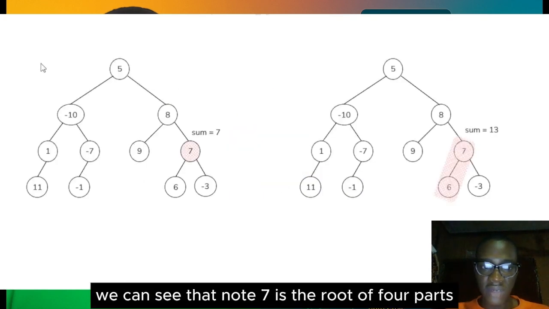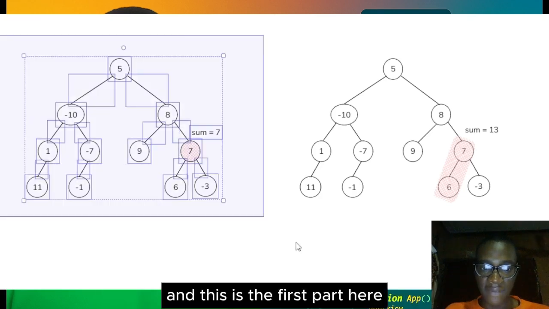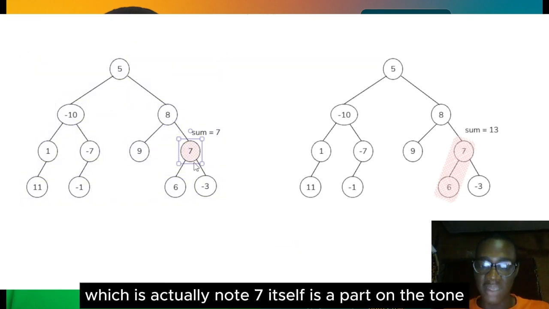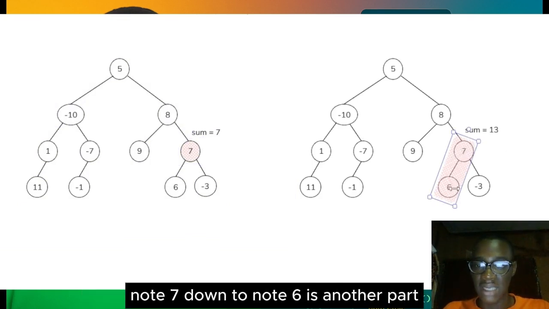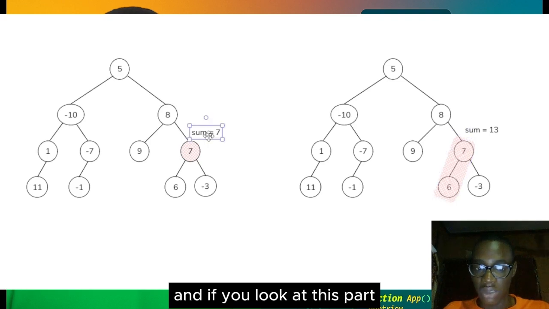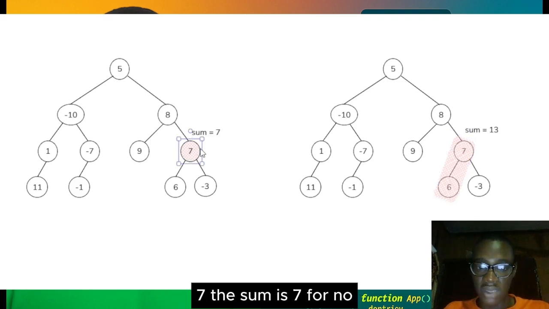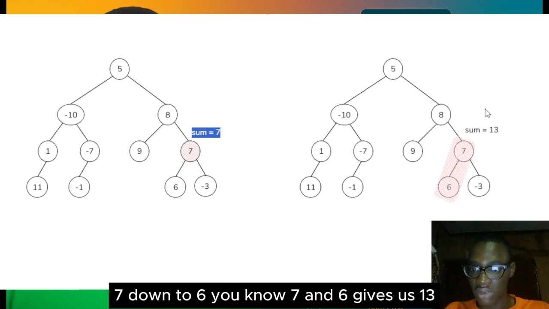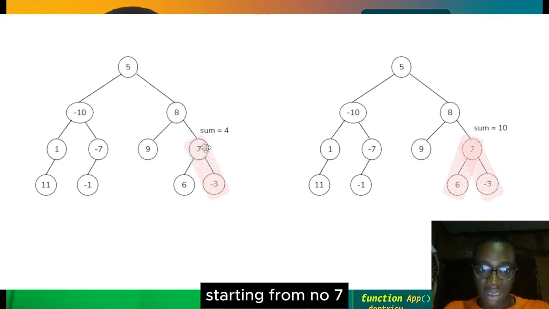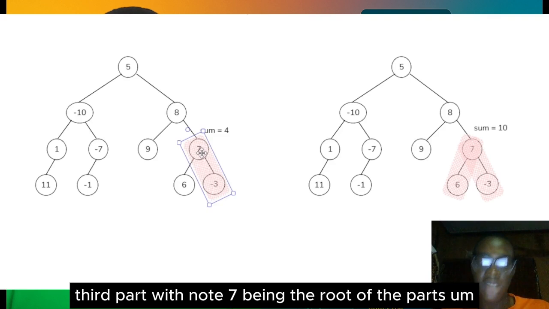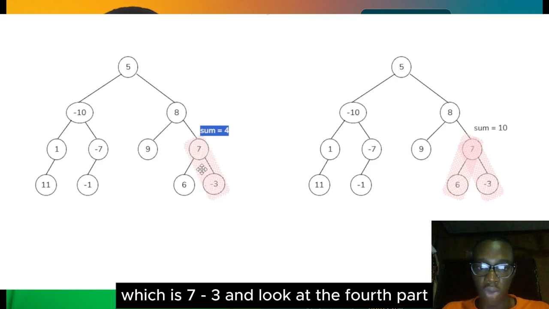We can see that node 7 is the root of 4 paths, and this is the first path here, which is actually node 7 itself, a valid path on its own. Node 7 down to node 6 is another path, and if you look at this path, look at their sum. For node 7, the sum is 7. For node 7 down to 6, 7 and 6 gives us 13, the sum is 13. And then looking at the third path, with node 7 being the root of the path, the sum here is 4, which is 7 minus 3.